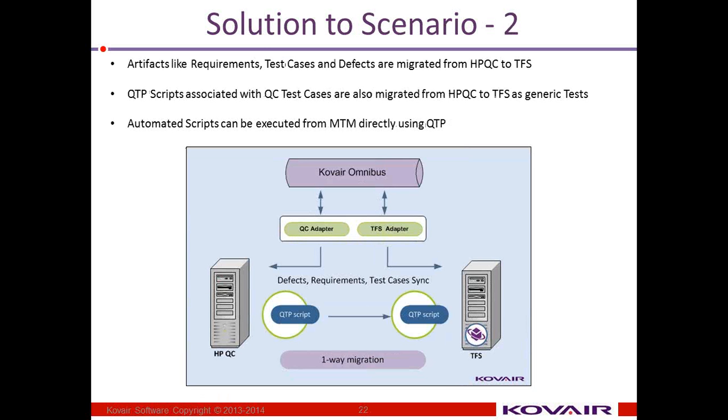Next comes the solution to scenario 2. Over here, artifacts like requirements, test cases, and defects are migrated from HPQC to TFS. The QTP scripts associated with the QC test cases are also migrated from QC to TFS as generic tests. Once they are moved to TFS, these automated scripts can directly be executed from MTM using QTP. So you do not need QC in between to execute these automated scripts. That's the solution we provide for this one-way migration using Kovair Omnibus.